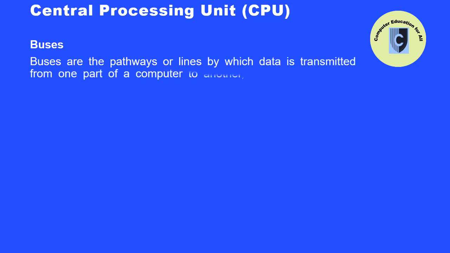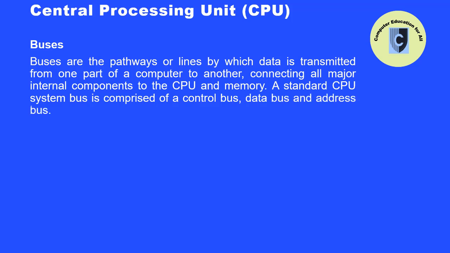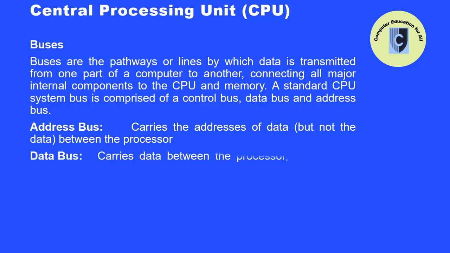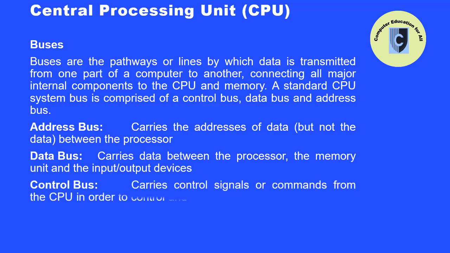Buses. Buses are the pathways or lines by which data is transmitted from one part of a computer to another, connecting all major internal components to the CPU and memory. A standard CPU system bus is comprised of a control bus, data bus, and address bus. Address bus carries the addresses of data, but not the data, between the processor and memory. Data bus carries data between the processor, the memory unit, and the input-output devices. Control bus carries control signals or commands from the CPU in order to control and coordinate all the activities within the computer.